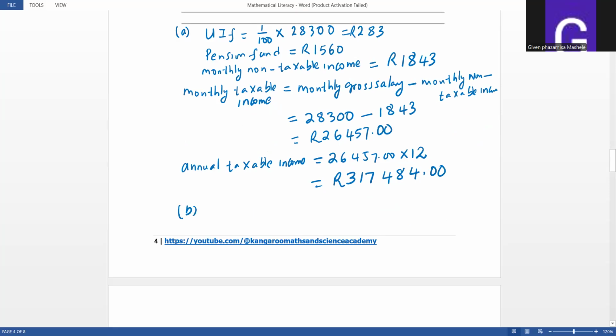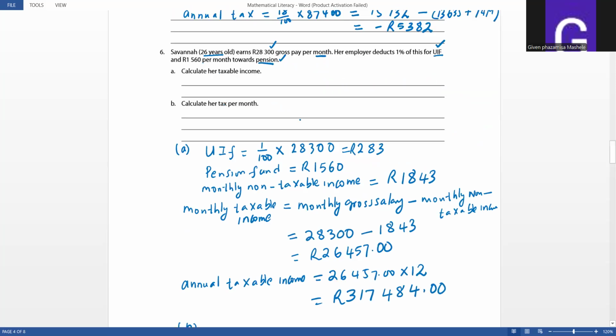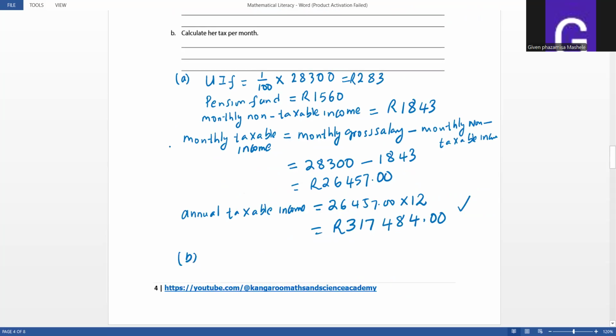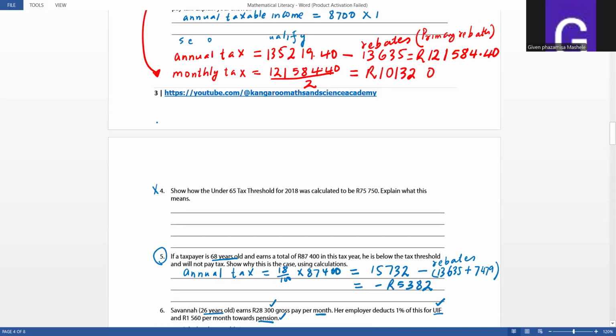The second question says, now calculate her tax per month. So we want her monthly tax. Already we have the annual taxable income. Let's now identify the bracket, I'm saying the tax threshold. Let's check whether the person qualifies to pay tax or not.